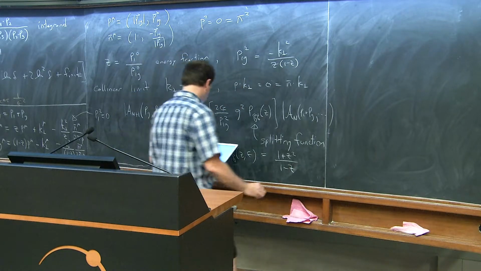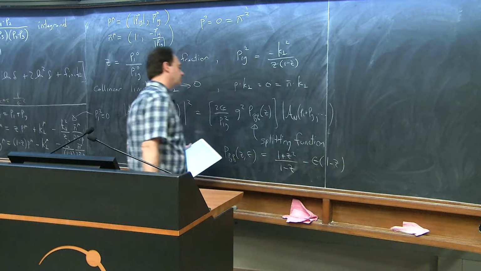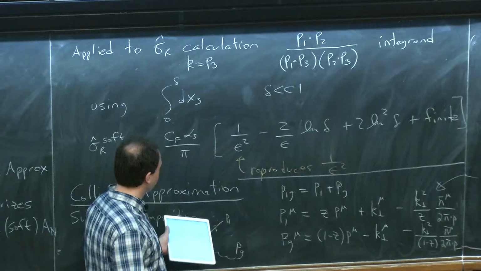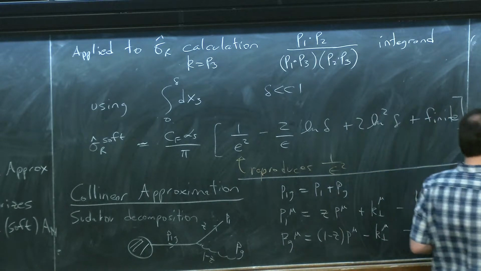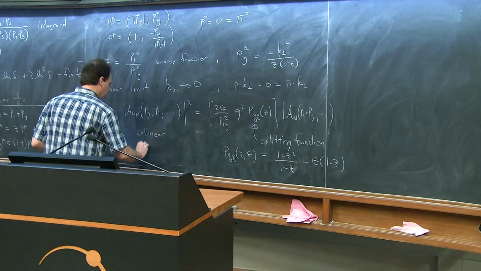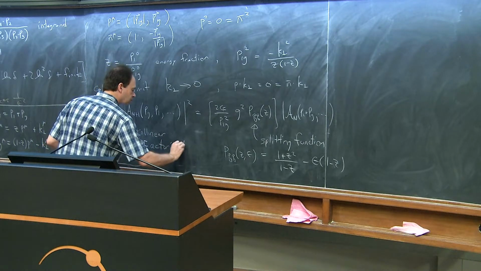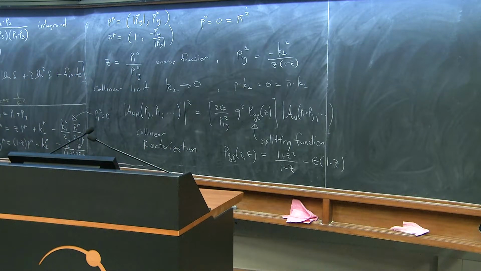1 plus z squared over 1 minus z, and then there's an order epsilon term as well. So this is called the quark splitting function. It's the probability that the quark splits into another quark with a momentum fraction z from the emission of this gluon. So again, there's a factorization here.